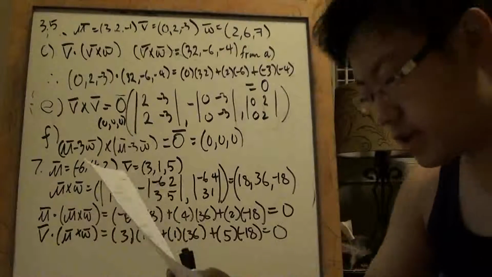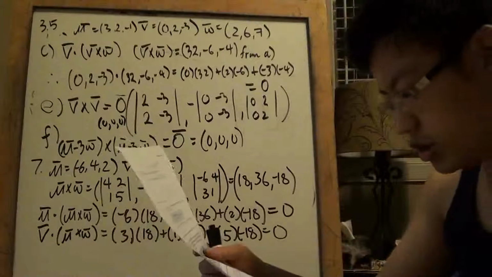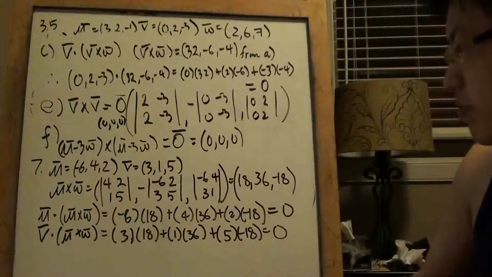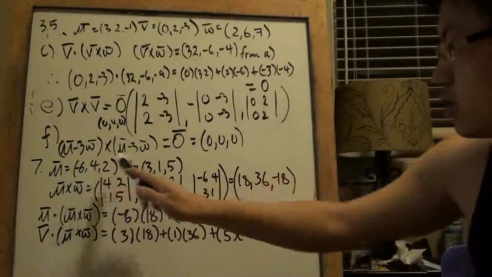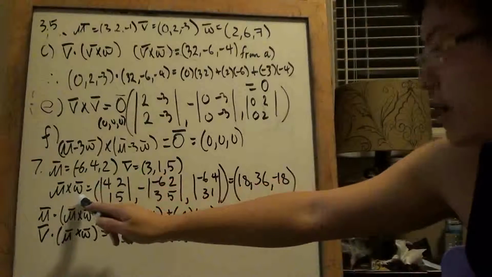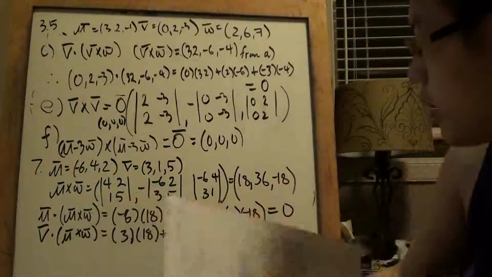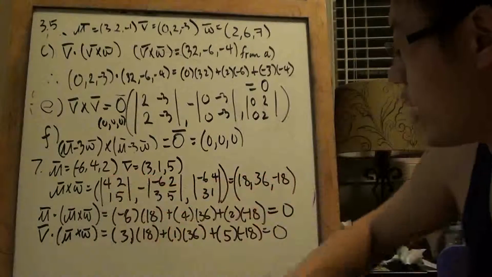Alright, found it. So the question is saying, use a cross product to find a vector that is orthogonal to u and v. So I need to find the cross product. These are the two vectors. We know how to do cross product by now, right? So again, I don't even have to draw it anymore.